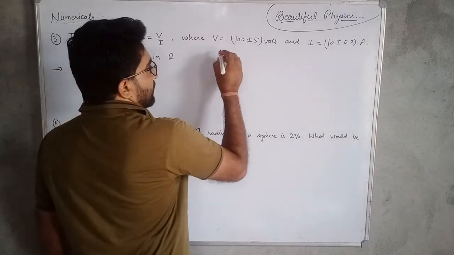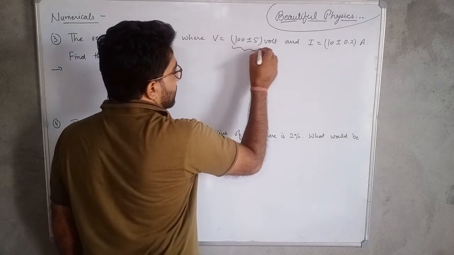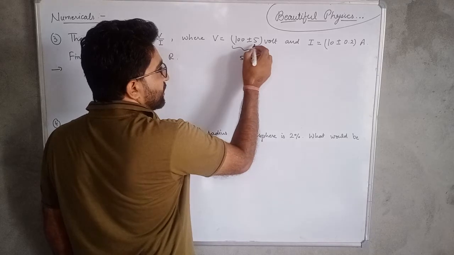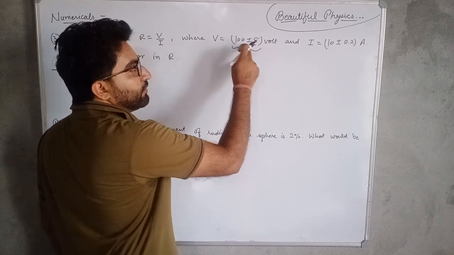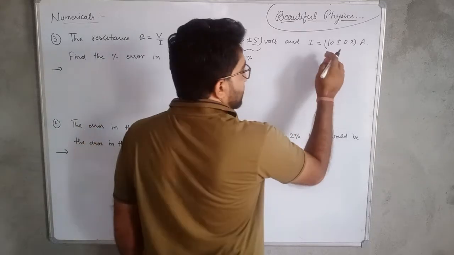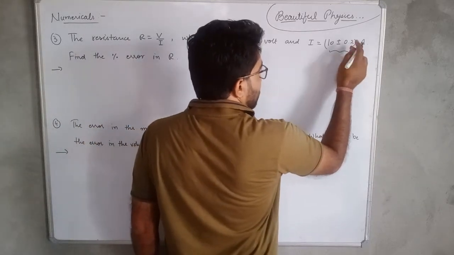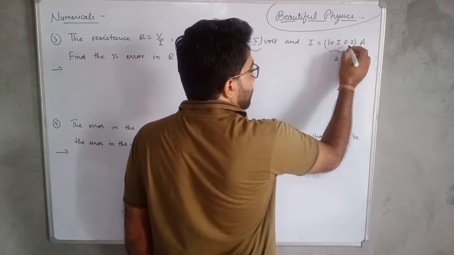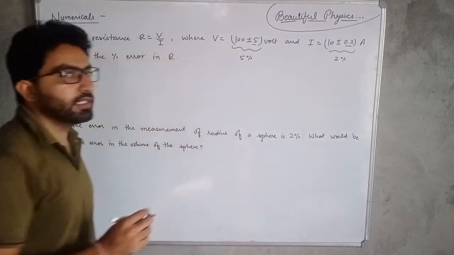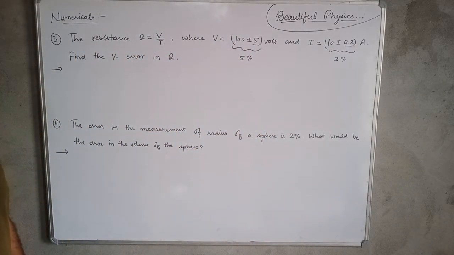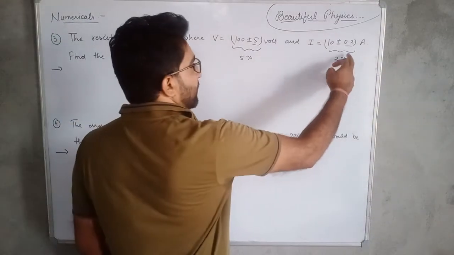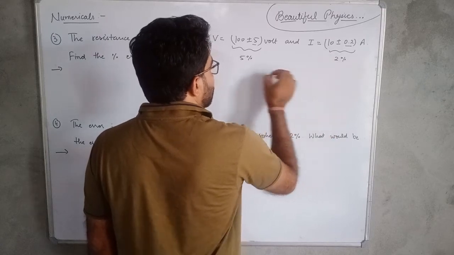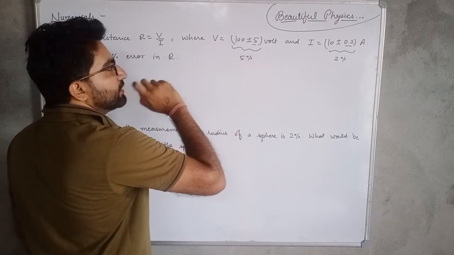For the case of voltage, the percentage error is 5% because there is a fluctuation in the voltage of plus minus 5 in 100. In the similar manner, for the current, the percentage error in the measurement is 2% because there is a fluctuation of 0.2 ampere in 10 ampere. So the percentage error in current is 2% and the percentage error in voltage is 5%.